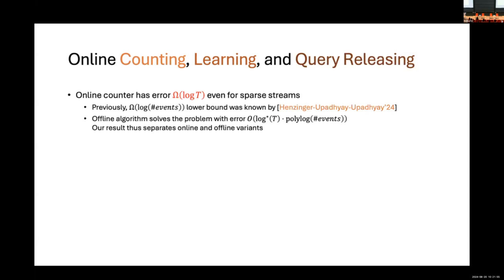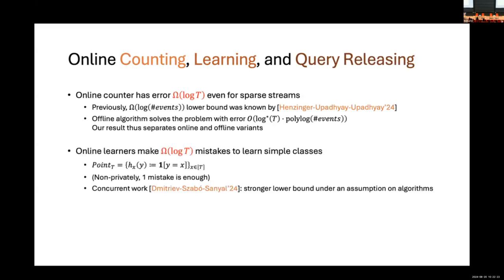Anyway, I also want to highlight that if you consider an offline algorithm, namely you are given an array of 0s and 1s and you want to release all the prefix sums, then you can actually design an algorithm using divide and conquer to solve the problem with error log star T times polylog of the number of events. So that means our result separates the online and offline versions of the counting or releasing prefix sum problem.